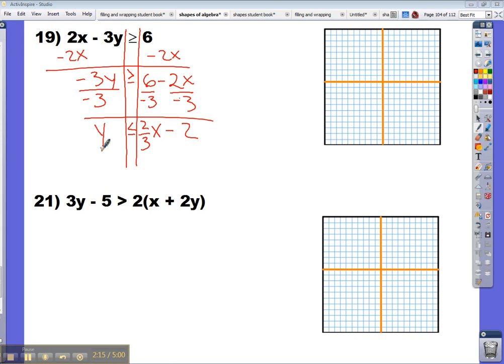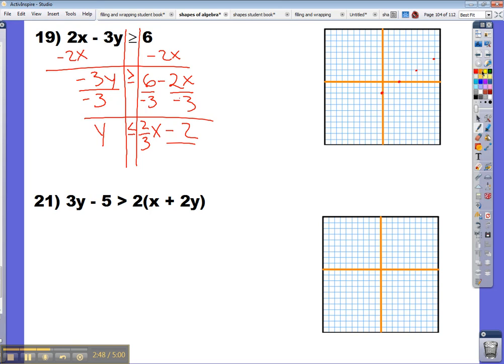Okay, so we have the inequality y is less than or equal to 2/3 x minus 2. So my y-intercept is negative 2. So at 0, negative 2, I'm going to put a dot. My slope is positive 2/3, so that's up 2, right 3. Up 2, right 3. Up 2, right 3. And I'm going to work in the opposite direction as well.